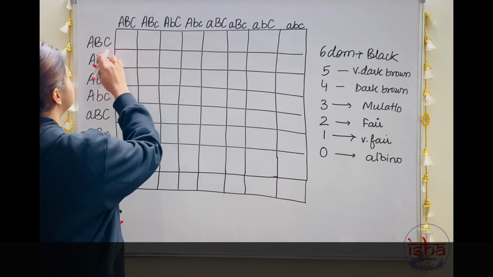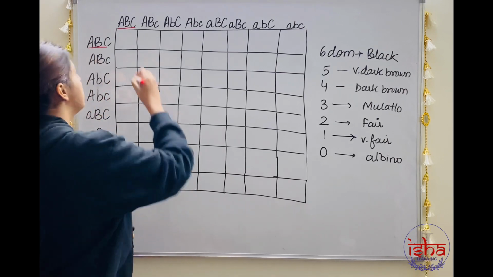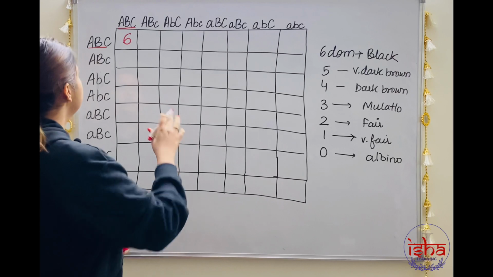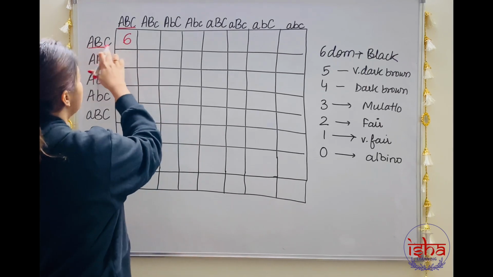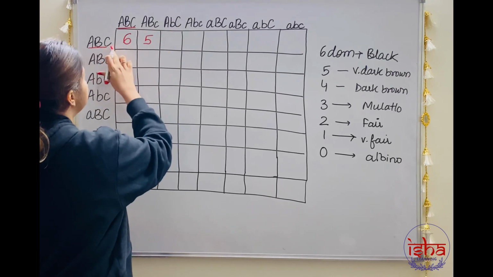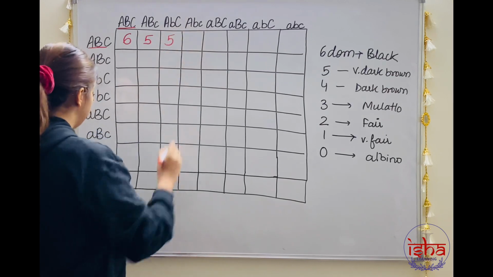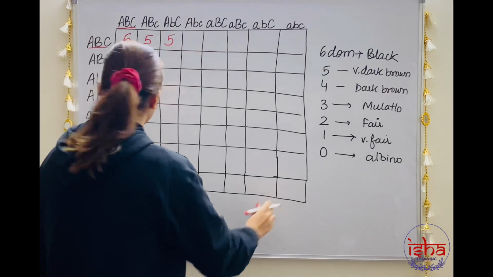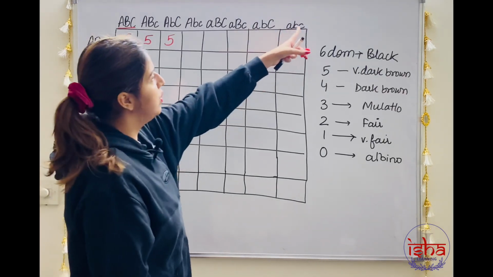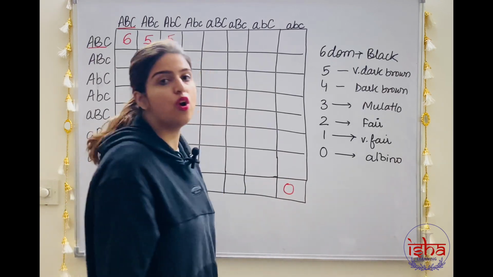Now in the first box, I see that I have dominant alleles on both sides. So I'll just write that I have 6 dominant alleles in this case. In the second case, I see that I have 3 dominant alleles here, 2 here. So 5. In the next case, it's going to be 3 here and 2 here, again 5. Let's come to, let's say, the last box. I have small a, small b, small c, again small a, small b, small c. So I have 0 alleles of the dominant type.